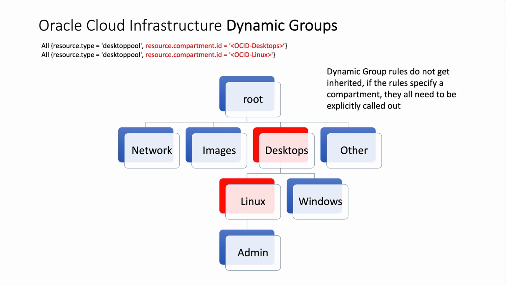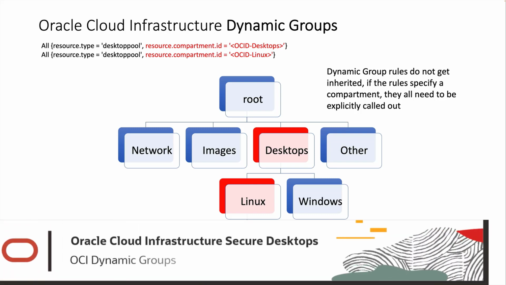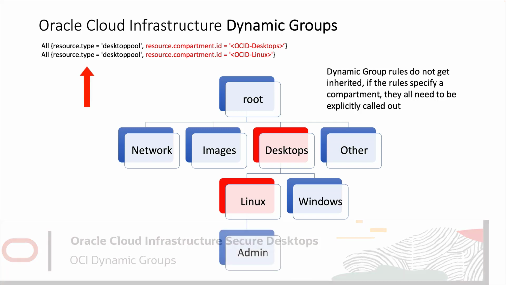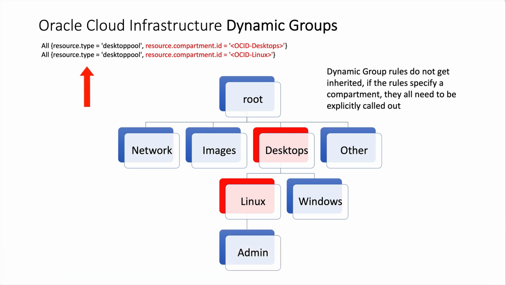Now, the important part is that in order for our service to talk to your tenancy, we need a so-called resource principal. And the resource principal is defined in a dynamic group. The important part for the resource principal is the resource type, which basically references our service. And when you define a dynamic group, you can also add to the dynamic group rules the compartment ID that this particular resource type should take effect in.